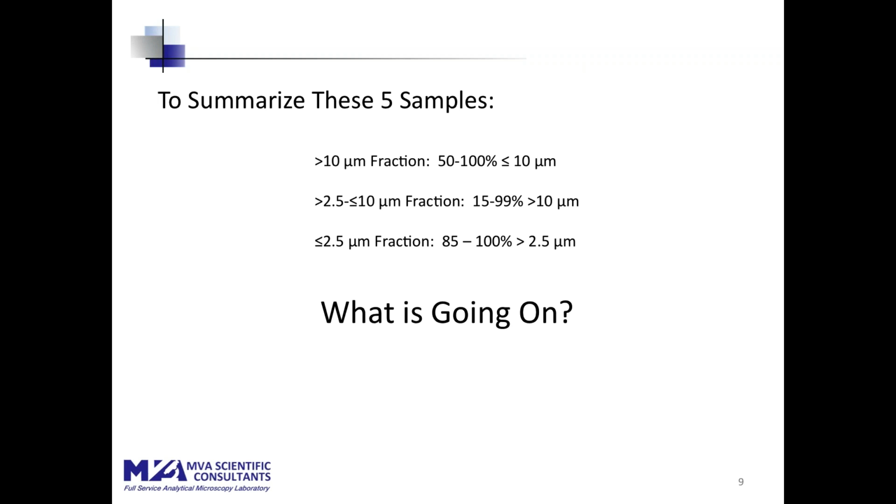So to summarize that, again, for the greater than 10 micron fraction, 50 to 100% is actually greater than 10. For the PM 2.5 fraction, 85 to 100% of the material mass has diameters greater than 2.5 microns. The question is, what's going on? The normal understanding of 2.5 microns is that particles should be smaller than that, and yet we find the vast majority of the material in this fraction has sizes greater than 2.5 microns.